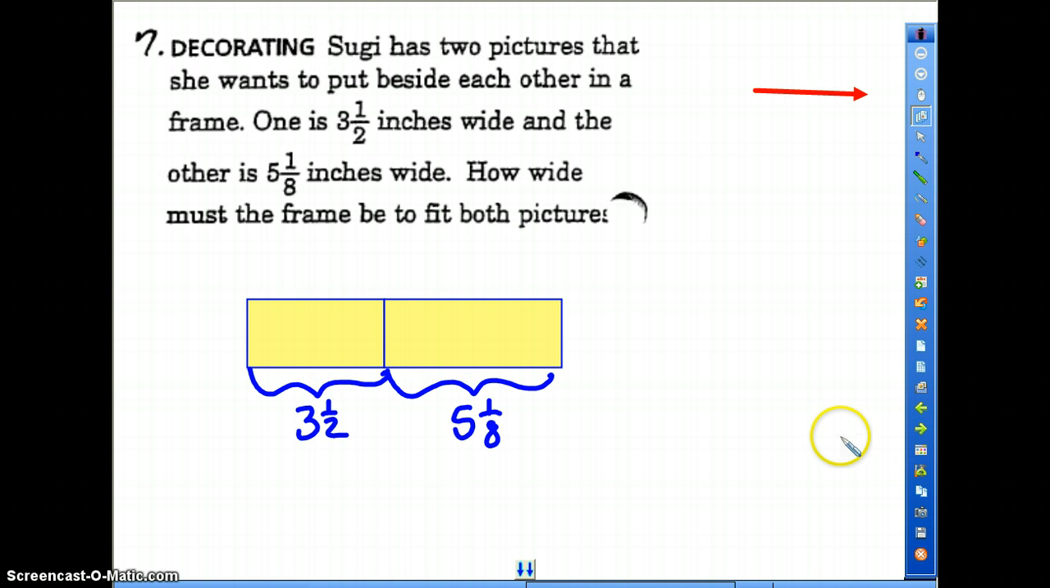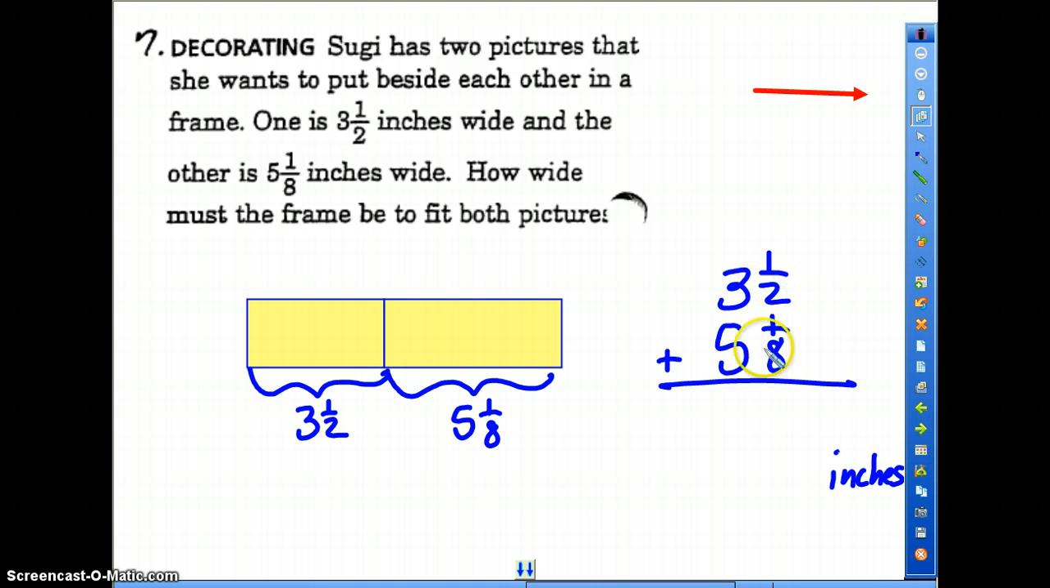Number 7, Suji has 2 pictures that she wants to put beside each other in a frame. One is 3 1/2 inches wide, and the other is 5.5 inches wide. How wide must the frame be to fit both pictures? Is this addition, subtraction, multiplication, or division? What we're wanting is this total length here. Yep, that's what you're doing. And set it up this way. And don't forget you have to have common denominators before you can add these two fractional pieces together.